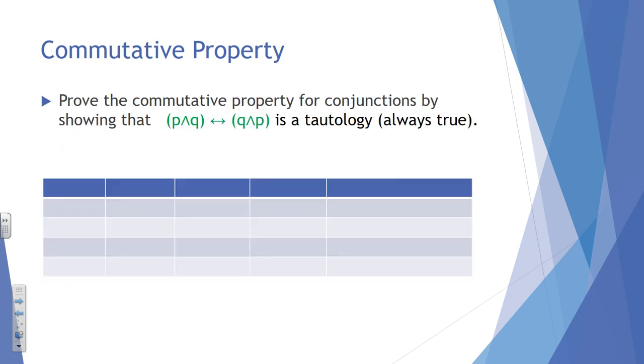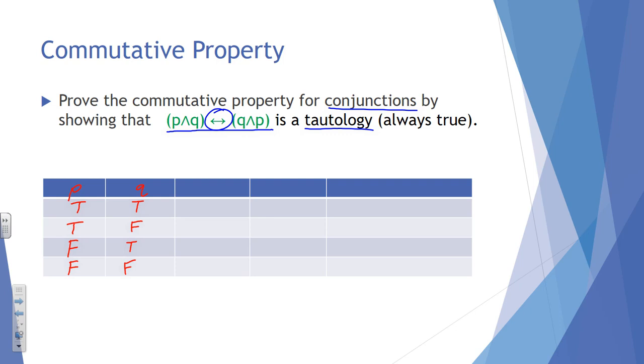Let's do that now. So let's show that the commutative property for conjunctions is true by building a truth table and showing that the biconditional is a tautology. That is to say that the biconditional is always true. Let's build our truth table. We have two original statements, P and Q, and you know how to explore all of those possibilities.